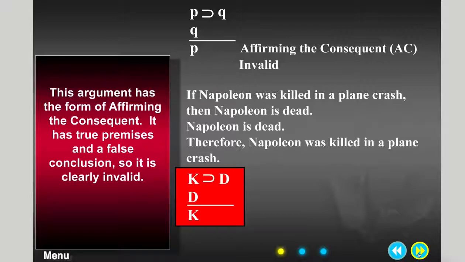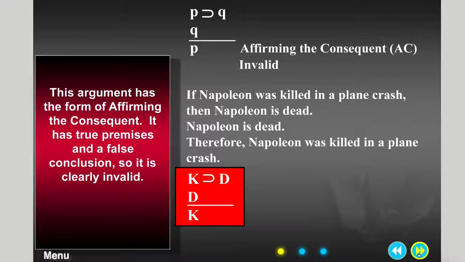But notice, do not confuse denying the antecedent, which looks a bit like modus tollens or the law of the contrapositive. If P then Q, not Q, therefore not P, is not like this. These are two very different argument forms. One is valid, one is invalid. So here we have denying the antecedent. We know already it's invalid. But let's reason it through.